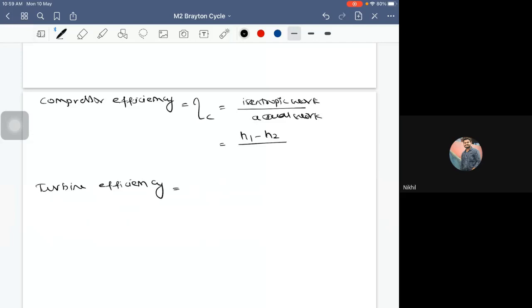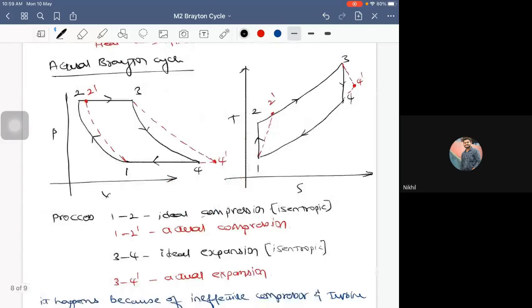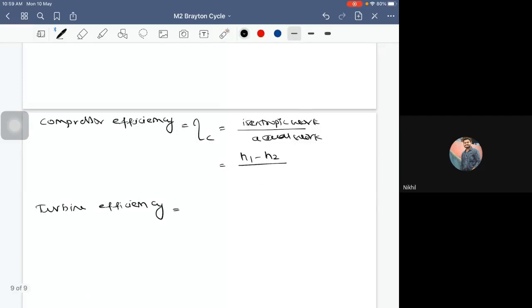Actual in the sense where the dash comes, isn't it? So where the dash comes, what is actual? The deviated path. So the deviated one is 1 to 2 dash. So here I can write H1 minus H2 dash. That is your work, which is actual. In terms of temperature, I can also write it as T1 minus T2 divided by T1 minus T2 dash. Clear?